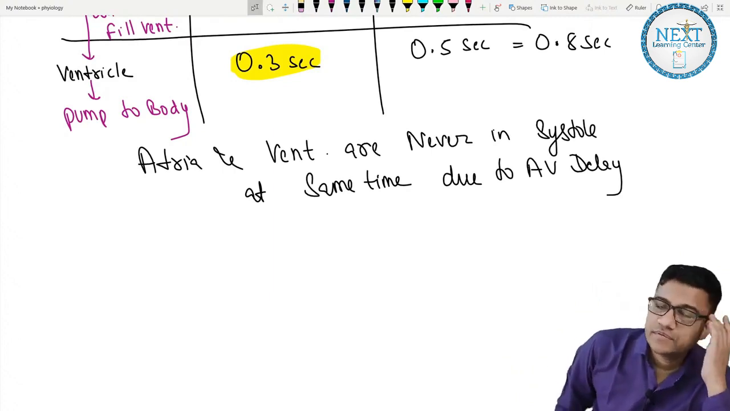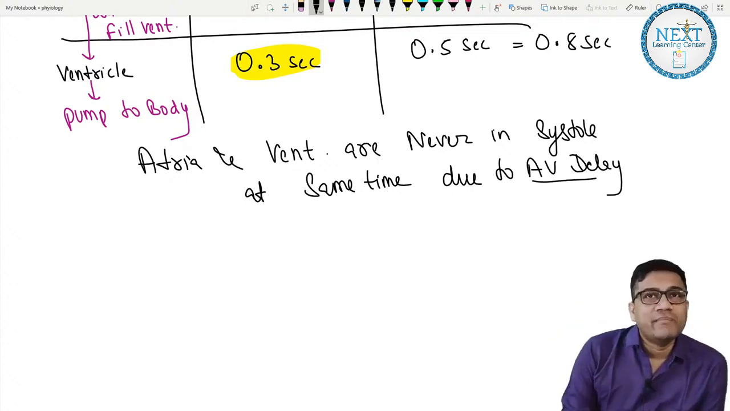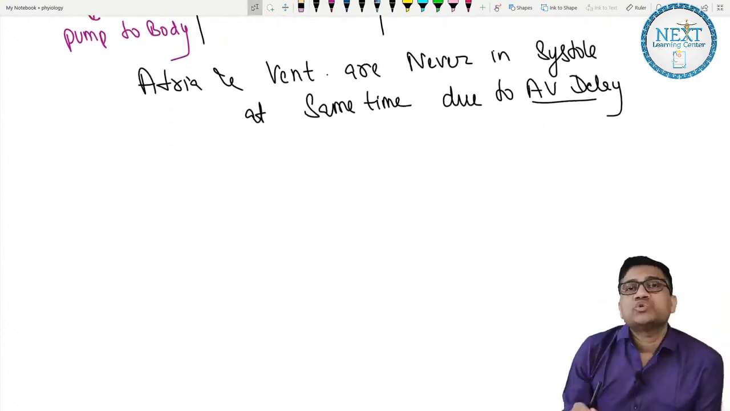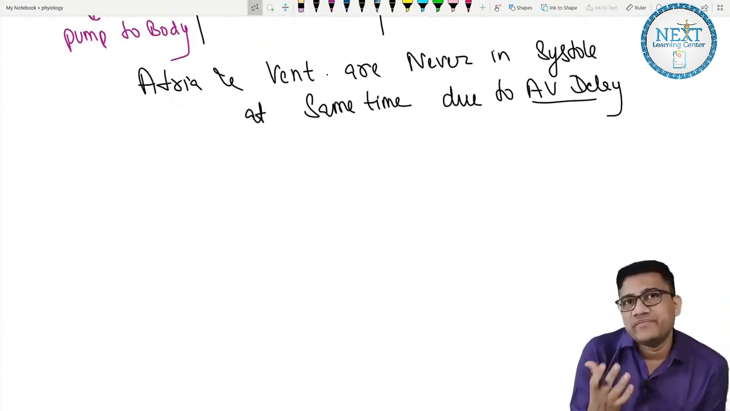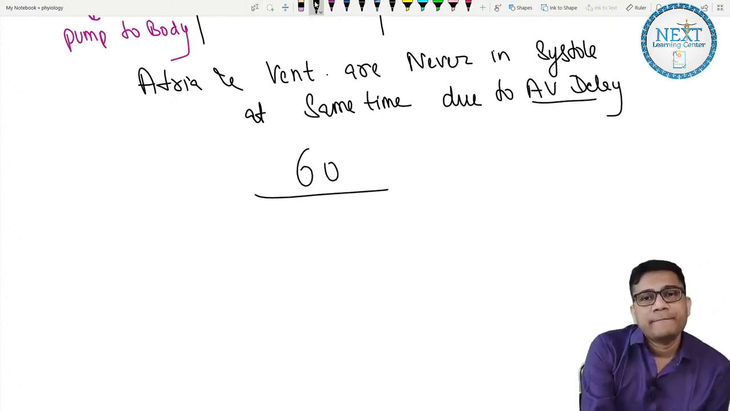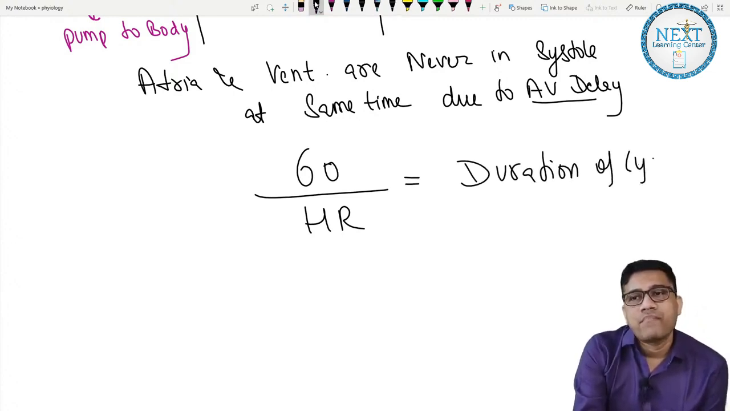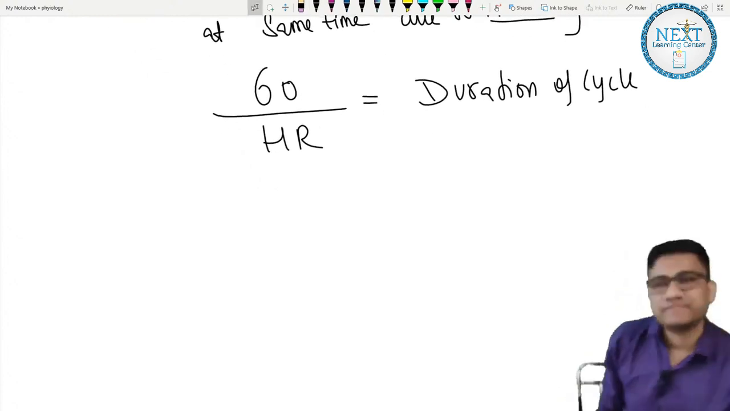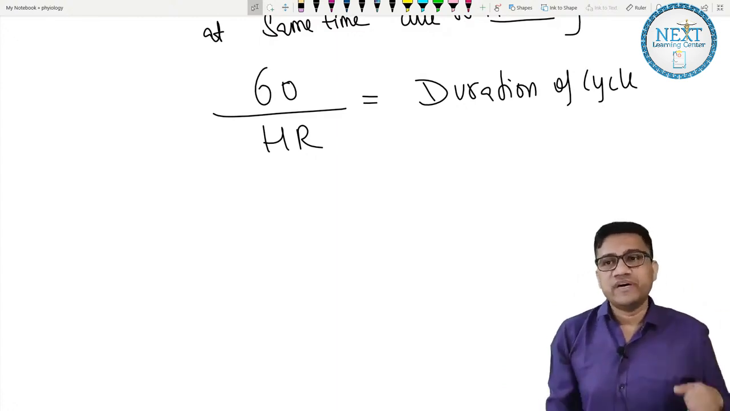Okay. So AV delay. Now I will come to a very important topic, and I want you to pay attention so that we are able to understand this perfectly. That is the relation between heart rate and duration of the cardiac cycle. So please understand, 60 by heart rate is equal to the duration of the cycle. Okay, so 60 by heart rate is equal to what? Duration of the cycle.